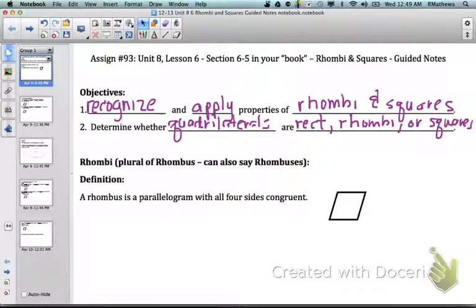All right, rhombi is the plural of rhombus. You can also say rhombuses. Either of those are acceptable and correct. All right, the definition of a rhombus is a specific type of parallelogram with all four sides being congruent. Okay, so it's a type of parallelogram with all four sides being congruent to each other.